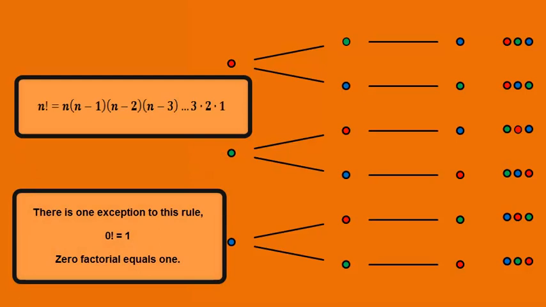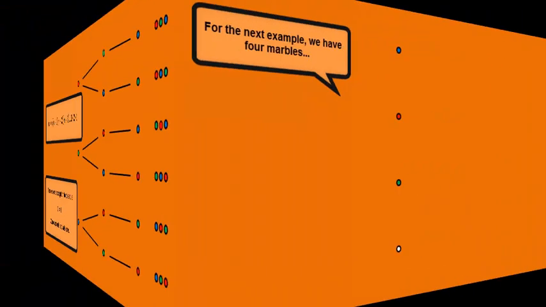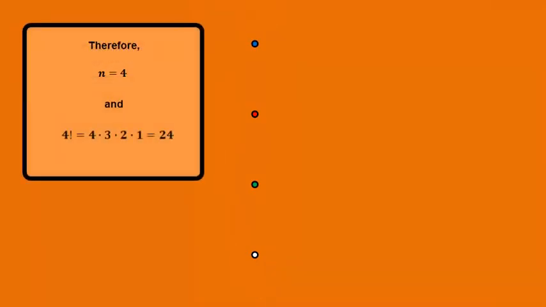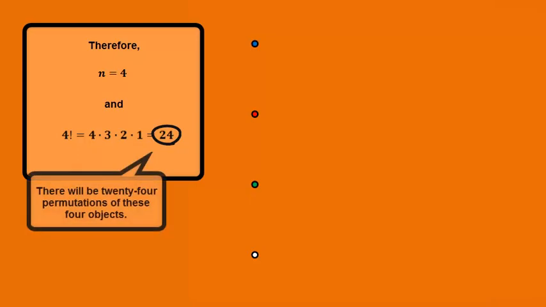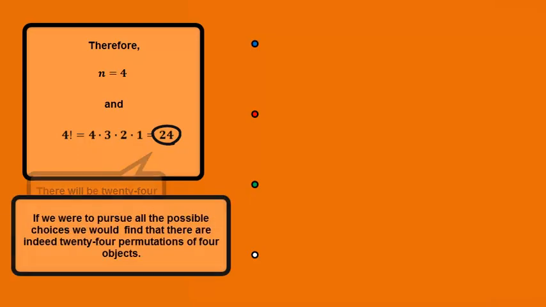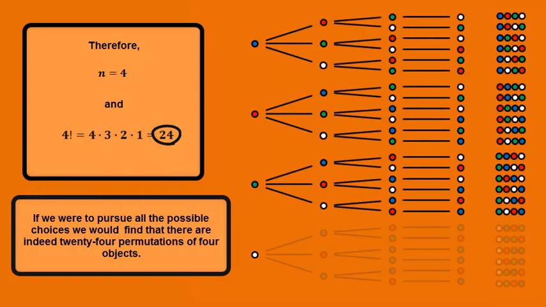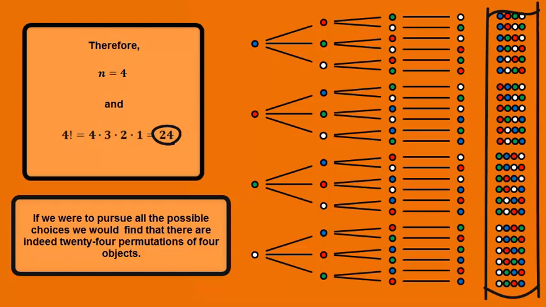There is one exception to this rule. 0 factorial equals 1. For the next example, we have 4 marbles. Therefore, n equals 4, and 4 factorial equals 4 times 3 times 2 times 1 equals 24. There will be 24 permutations of these 4 objects. If we were to pursue all the possible choices, we would find that there are indeed 24 permutations of 4 objects.